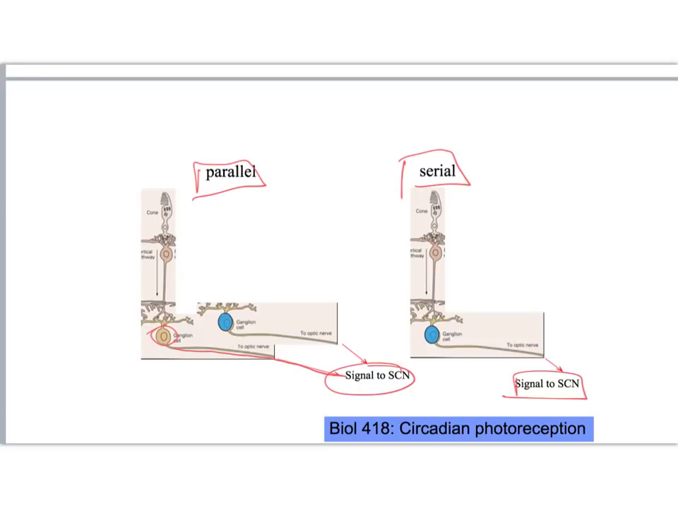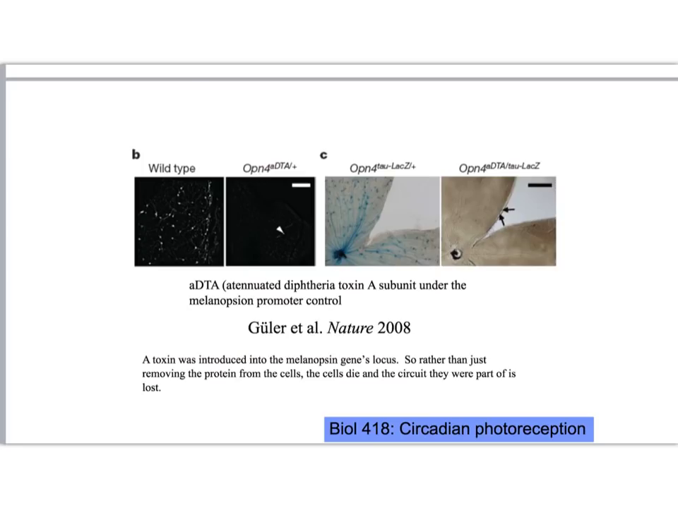So in order to test this, what the experiment did is, instead of removing just the gene melanopsin, they actually induced the death of all the cells that contain melanopsin. And essentially the way they did this is to use a similar OPN4 tau-LacZ reporter, which is the one that you use for the Hattar paper.